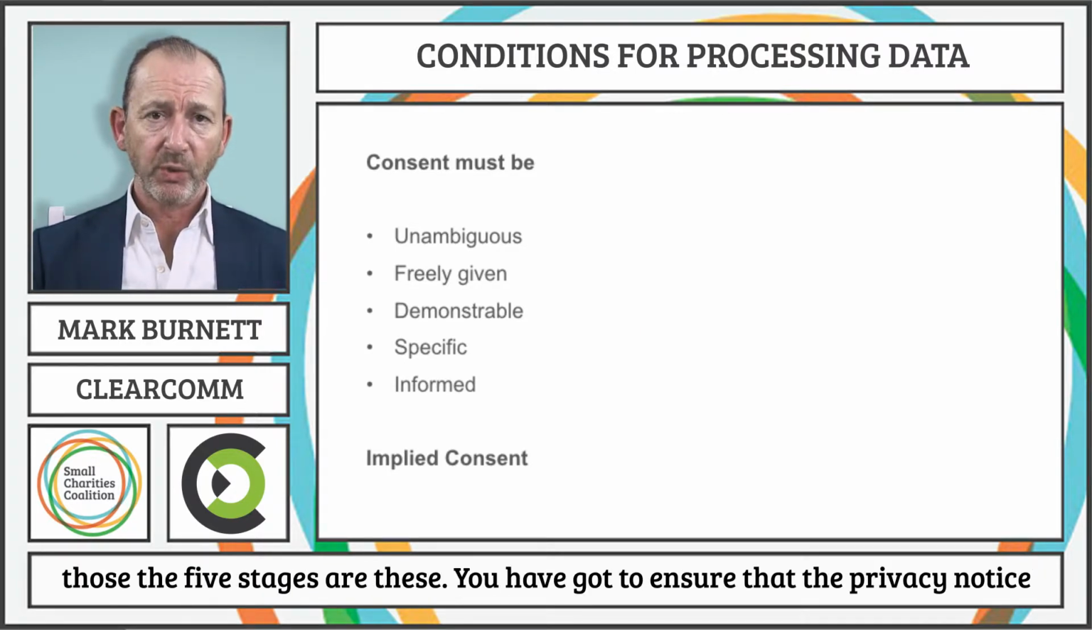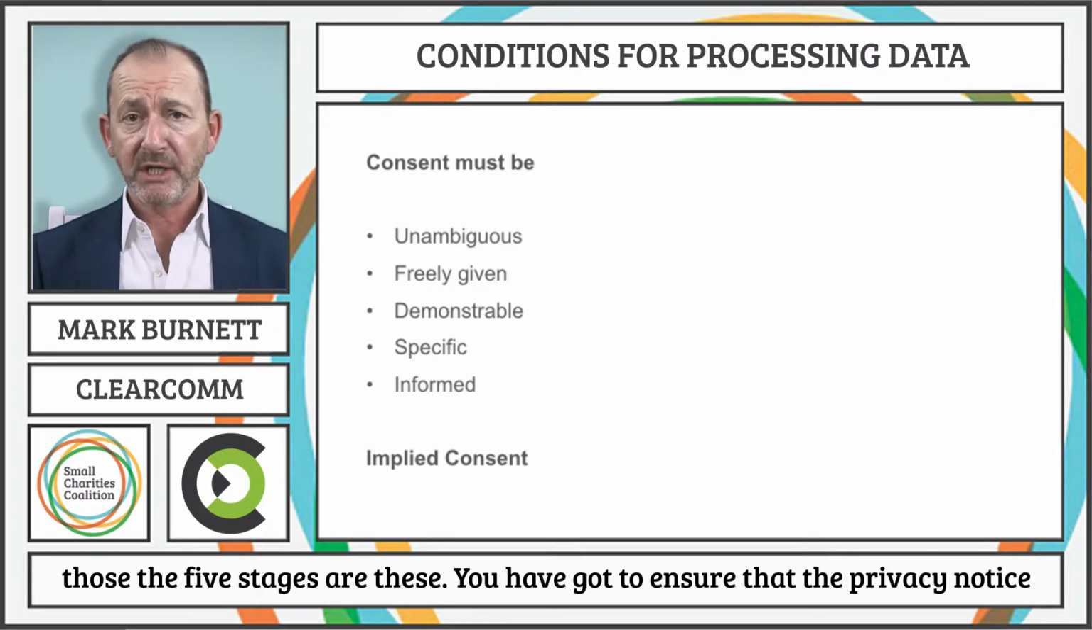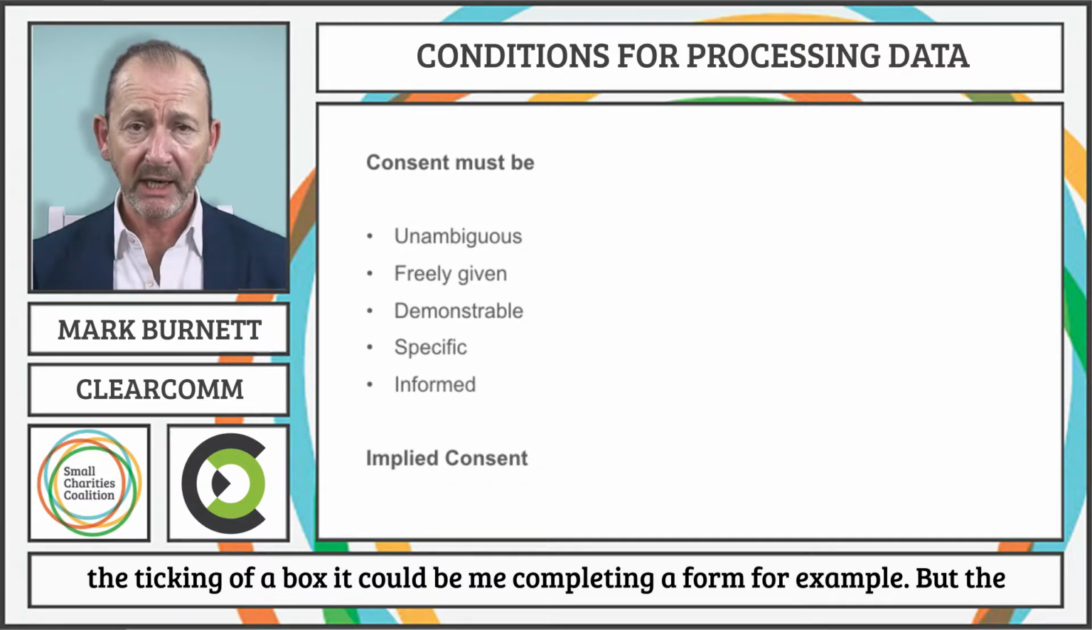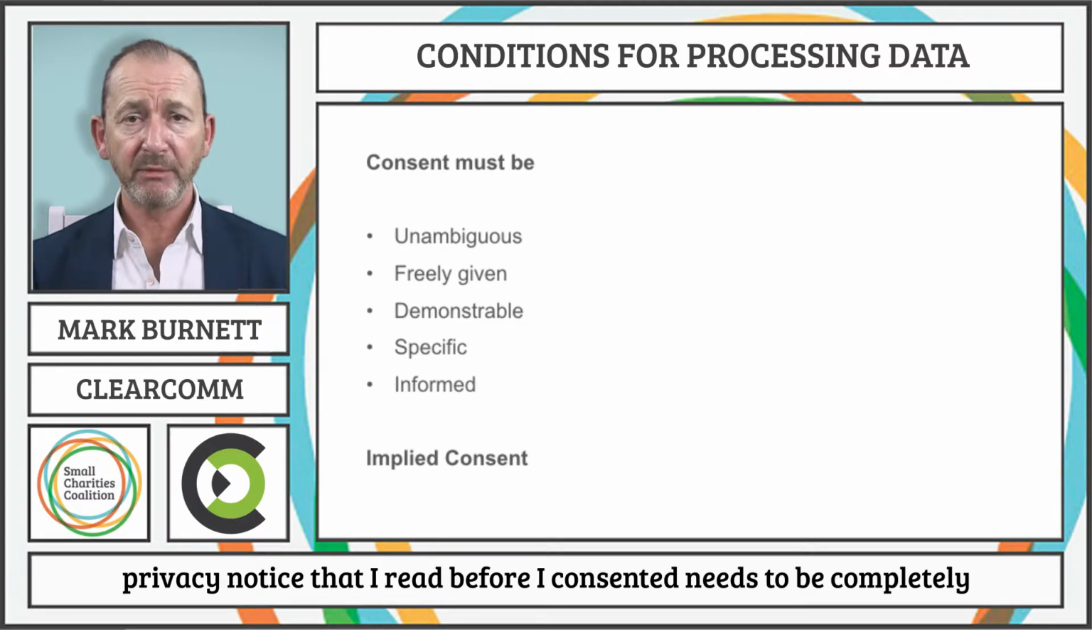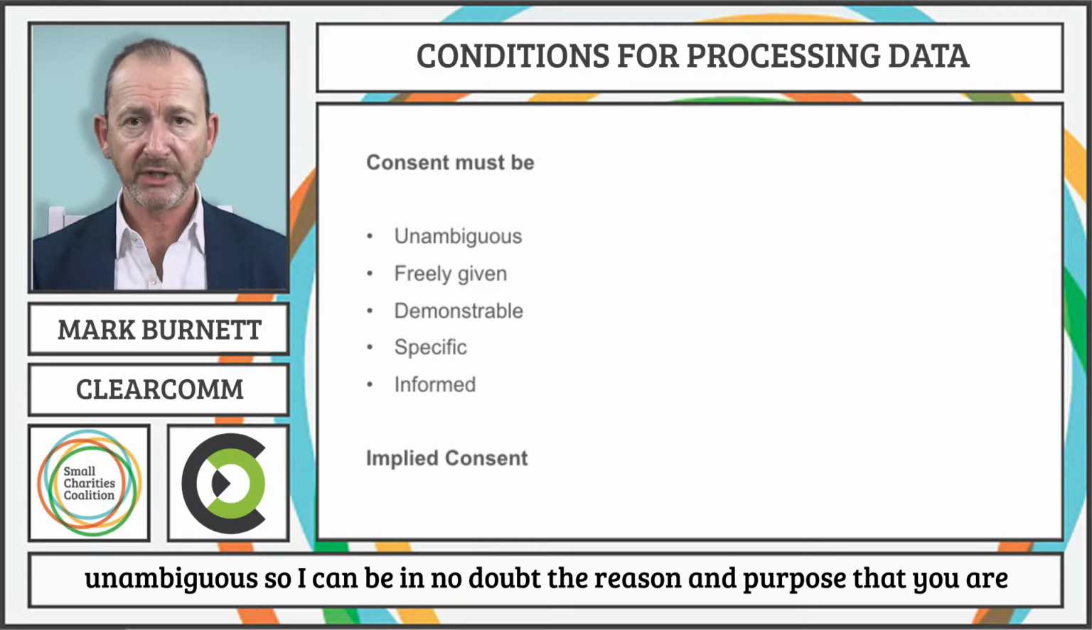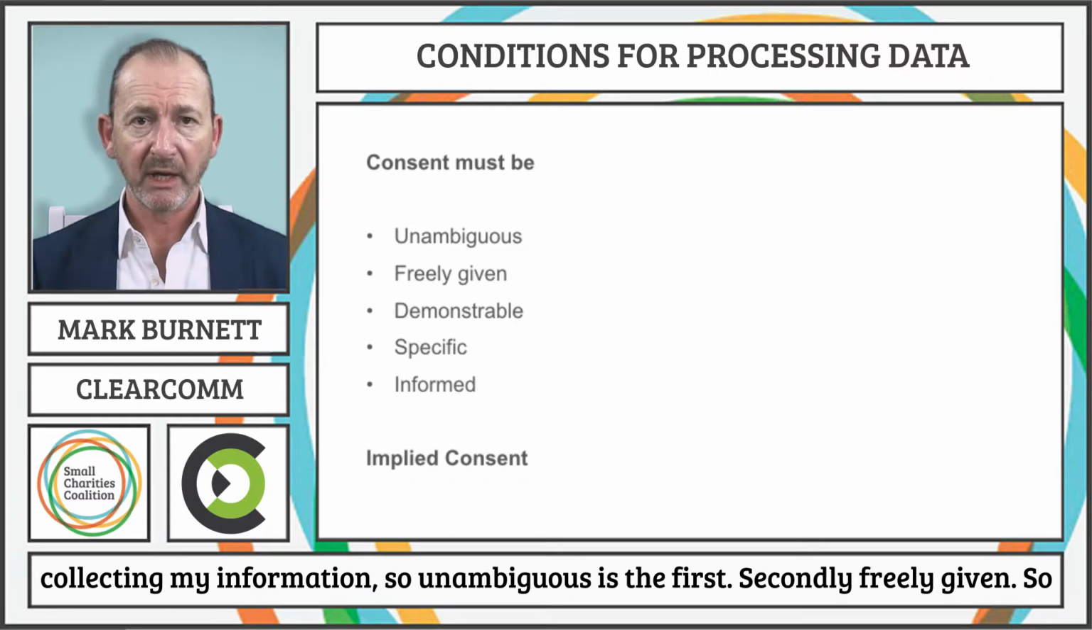You have got to ensure that the privacy notice that I read just before I consented, and remember, consent doesn't necessarily need to be a ticking of a box, it could be me completing a form, for example, but the privacy notice that I read before I consented needs to be completely unambiguous. So I can be in no doubt as to the reason and purpose that you are collecting my information. So unambiguous is the first.